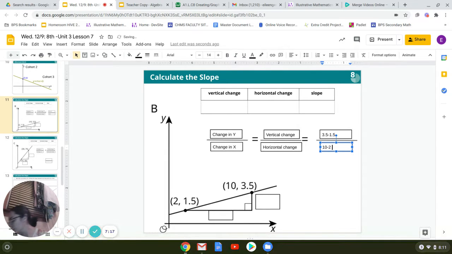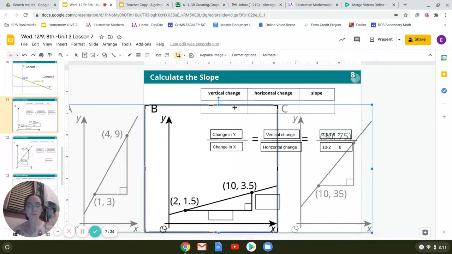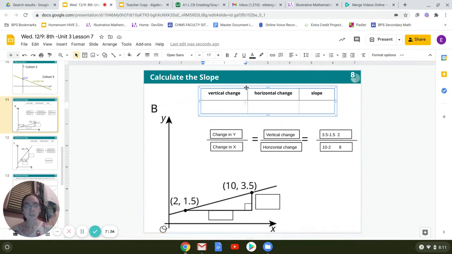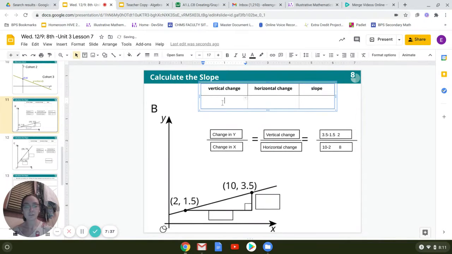Okay, so if I calculate that, 10 minus 2 is 8. 3.5 minus 1.5 is equal to 2. So my slope here would be 2 over 8. My vertical change is 2, my horizontal change is 8, and that would get me a slope of 2 over 8, which, if we use our calculator, is equal to 1/4. Oh my goodness, look at that.